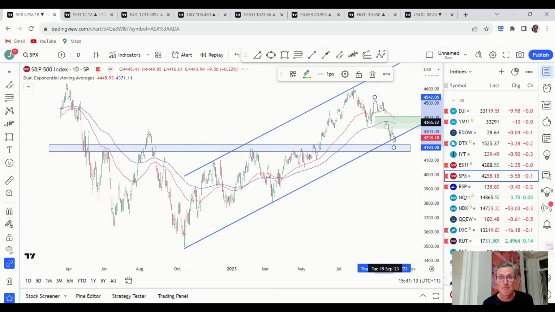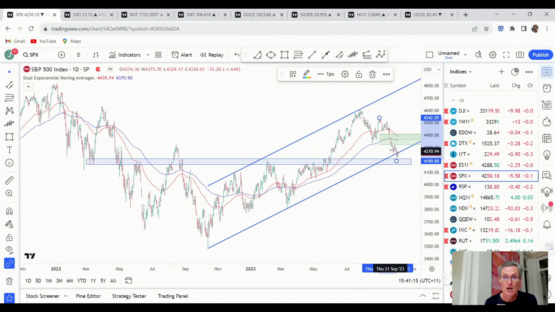Because look, I am aware, and I think we have to be aware, that whilst we are below moving averages, which are starting to roll over, starting to decline, it's a point of vulnerability, and it is always possible that 4,200 breaks and this becomes something bigger.